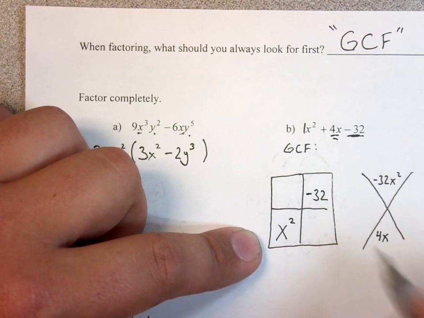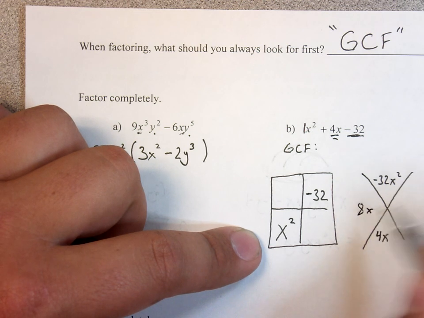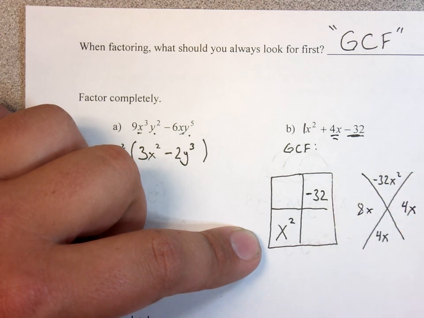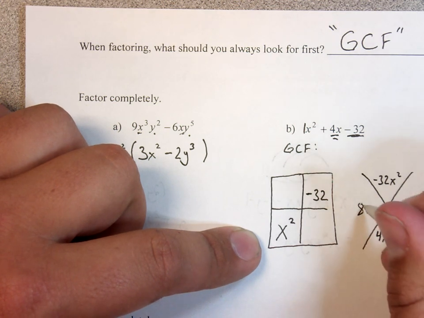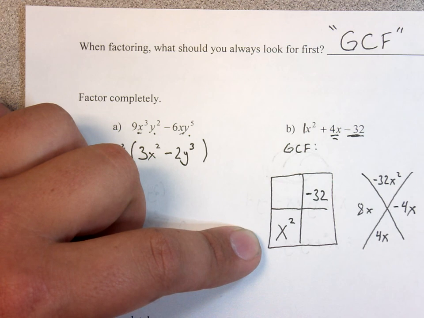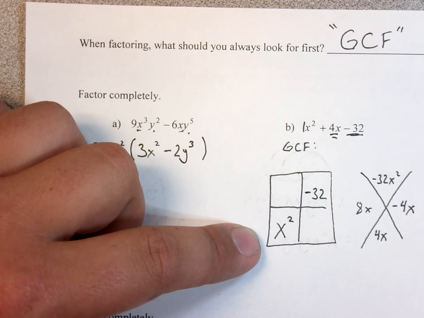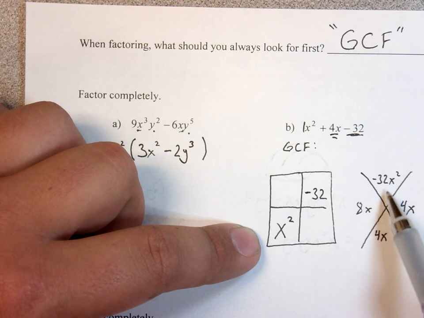Well, 8x times 4x gives me a positive 32, and I need a negative 32, so one of those two needs to be negative, but I want to keep the sum positive, so the 8's going to stay positive, and we'll make the 4 negative. Let's just check that. 8x times negative 4x, negative 32x squared. The sum of 8x and negative 4x is 4x.